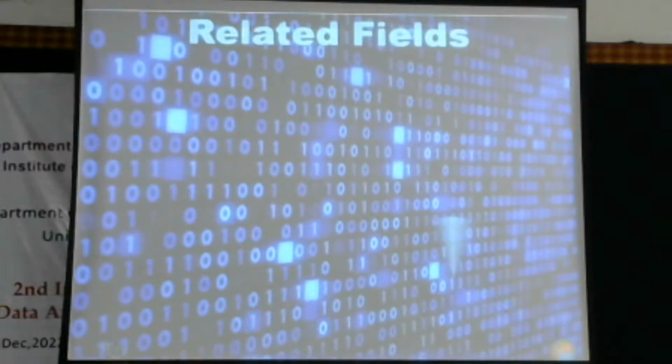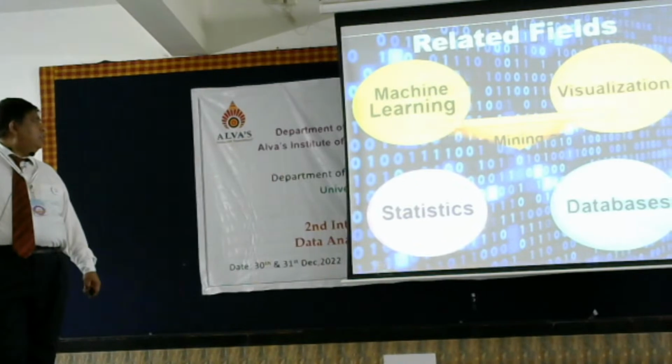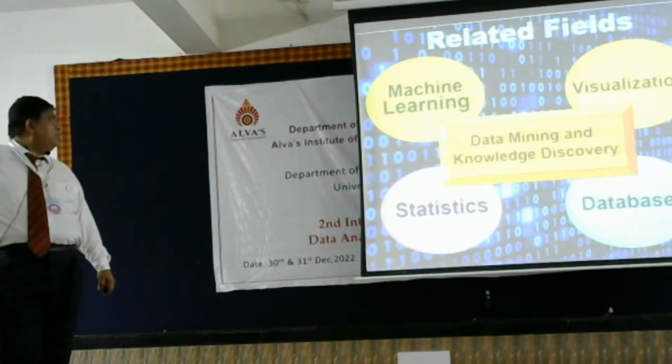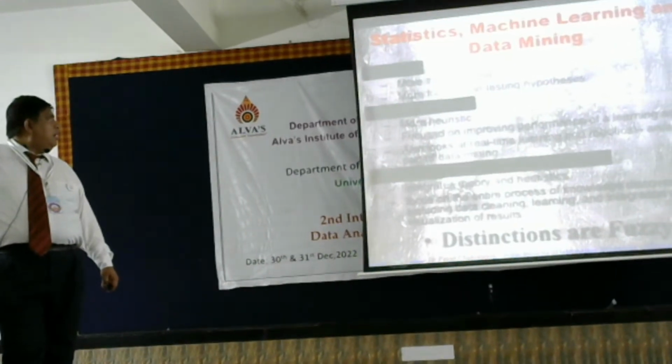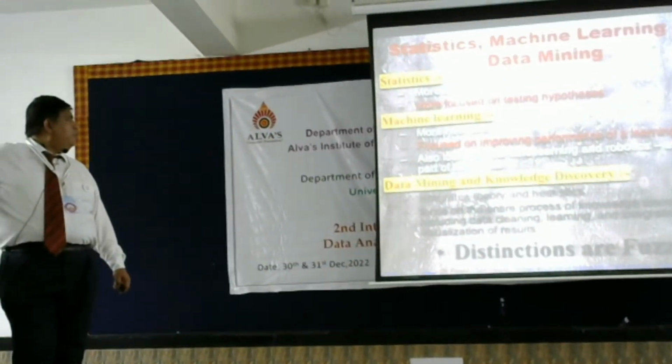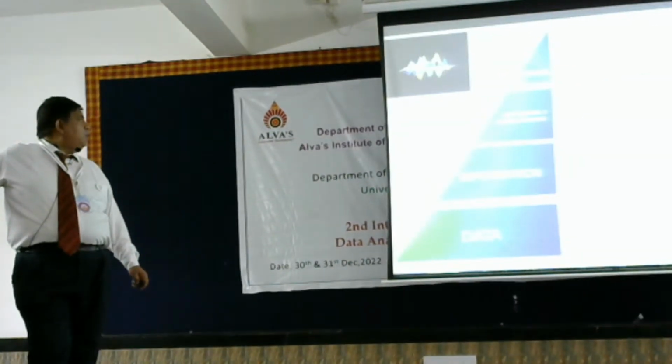So the basic four pillars of data science are databases, statistics, visualization, and machine learning. All this is connected with data mining and knowledge discovery. And the difference between them is very fuzzy.